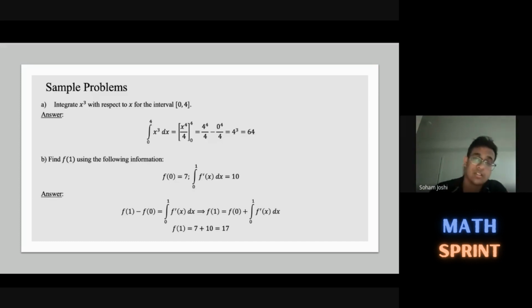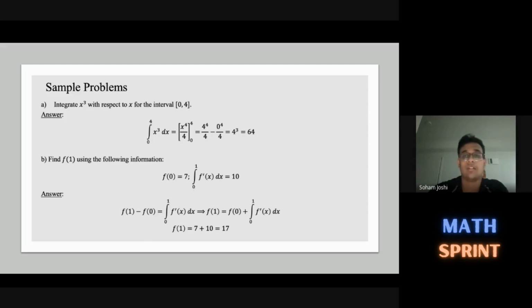So now the second question. We need to find the value of f of 1 using the following information. So we know that f of 0 is equal to 7 and that the definite integral of f dash of x with respect to x over the interval 0 comma 1 gives a value of 10. Okay, so we know that the second fundamental theorem of calculus is f of 1 minus f of 0 is equal to the definite integral of f dash of x with respect to x with a lower limit of 0 and an upper limit of 1.